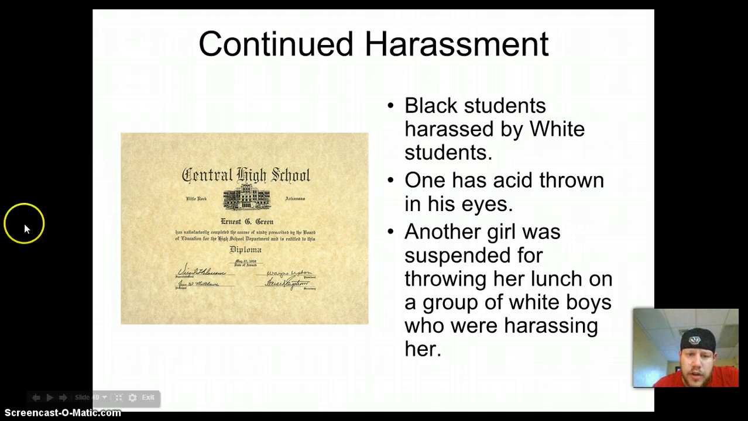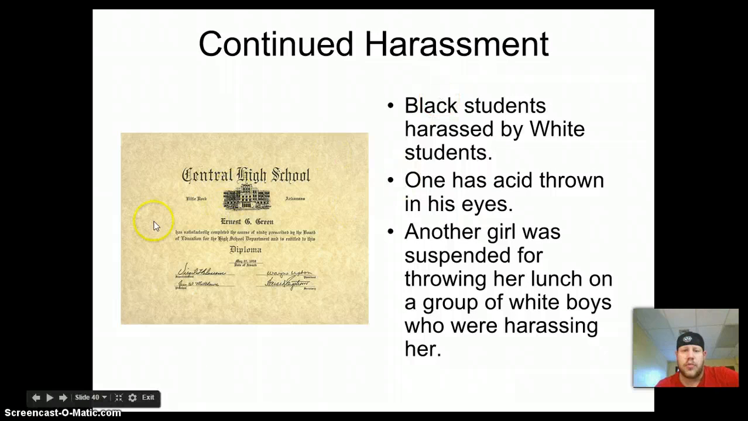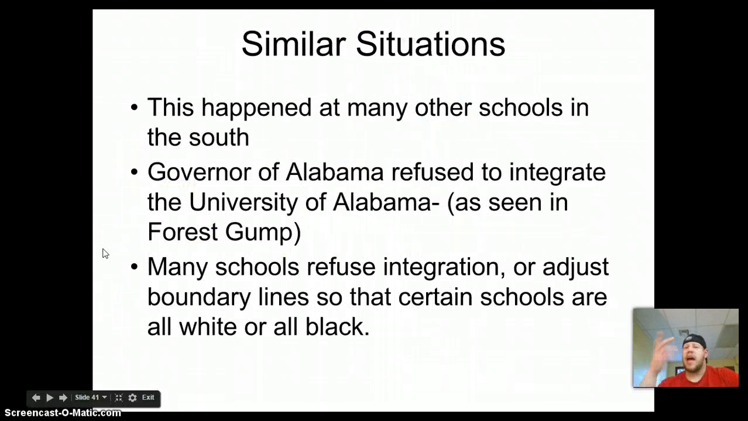Here's a picture of Ernest Green. You saw him in the picture right here. That's Ernest Green right there, and right here is his diploma. It's kind of cool to see how that worked out for them. This happened in a lot of places.